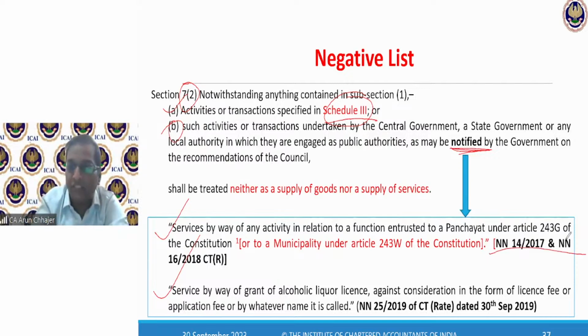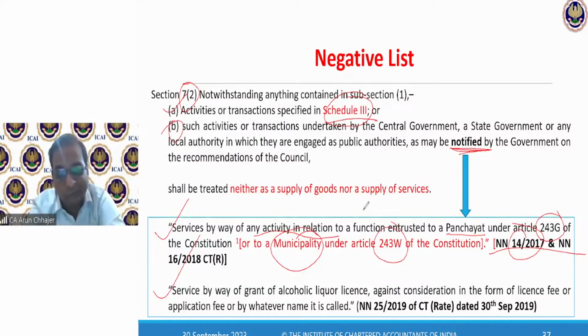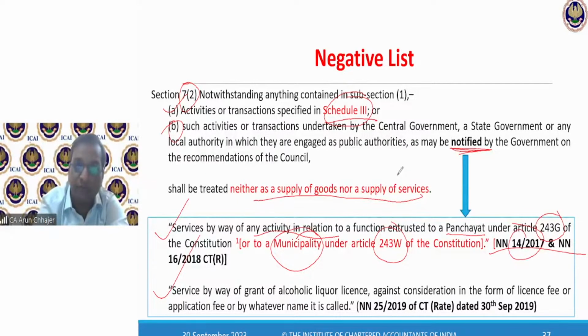So the government has issued the first notification 14. They are saying that service by way of any activity in relation to the function entrusted to the panchayat under Article 243G or municipality under Article 243W, then it is neither supply of goods nor supply of services.